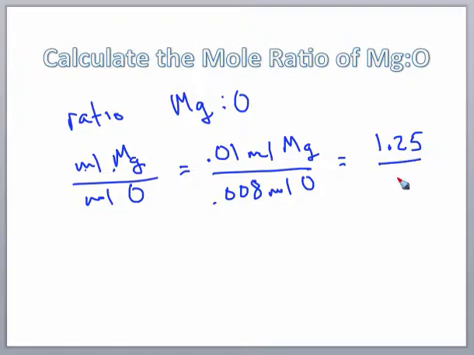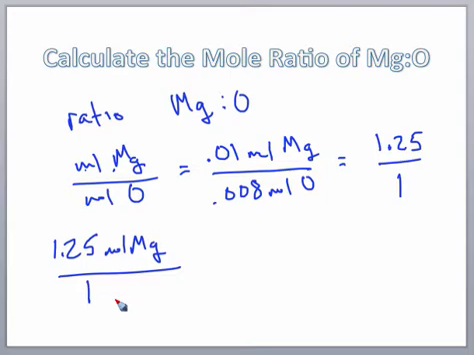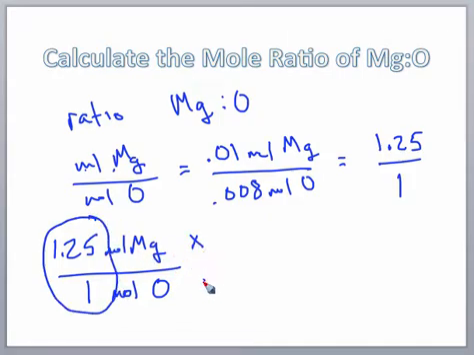1.25. Now I always put that over 1, and it's just a reminder to me that I have 1.25, and that represents the moles of magnesium for every 1 mole of oxygen. Now I need to make this a whole number ratio. And to do that, I need to multiply both of these by the same factor to make it a whole number ratio. So what you want to think is, what's the lowest number I can multiply 1.25 by to make it a whole number?